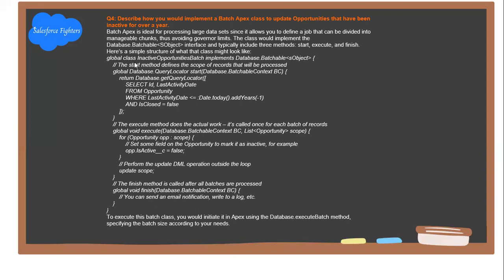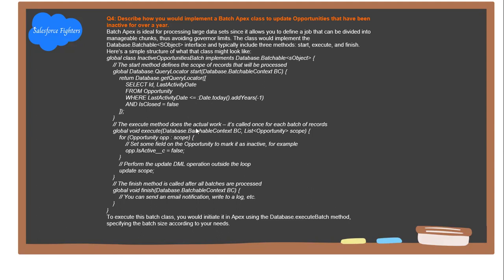Global class InactiveOpportunityBatch implements Database.Batchable<SObject>. The start method defines the scope of records that will be processed. Global Database.QueryLocator start(Database.BatchableContext BC) { return Database.getQueryLocator('SELECT Id, LastActiveDate FROM Opportunity WHERE LastActiveDate < :Date.today().addYears(-2) AND IsClosed = false').